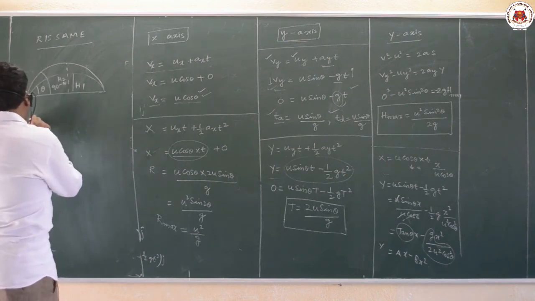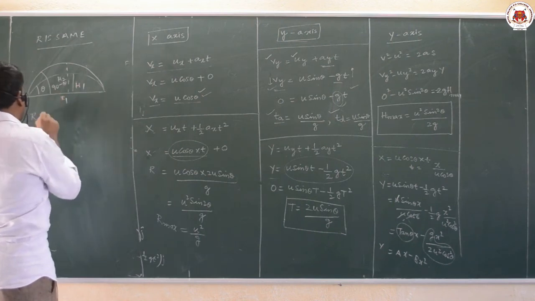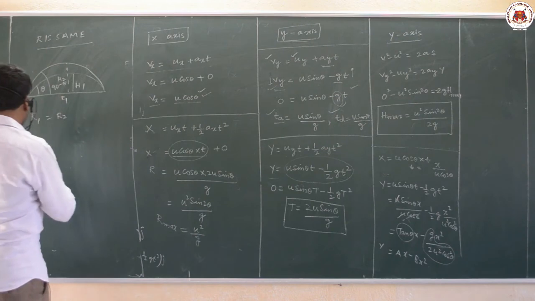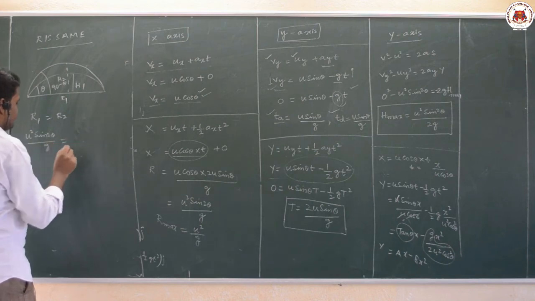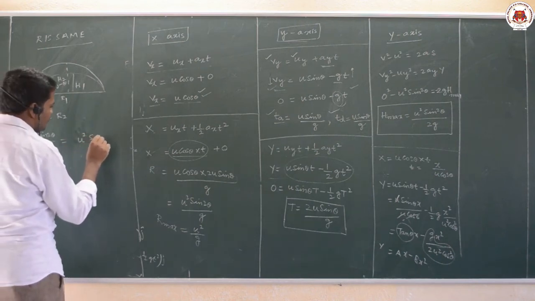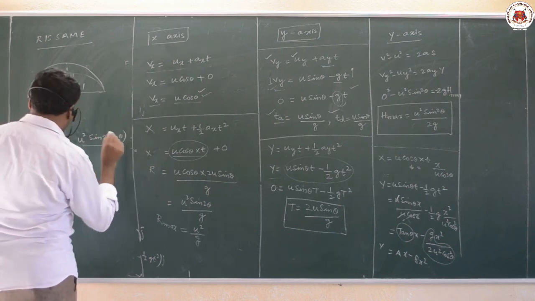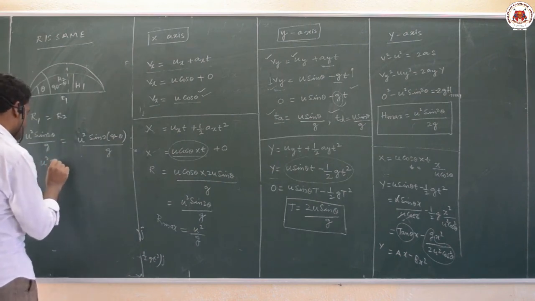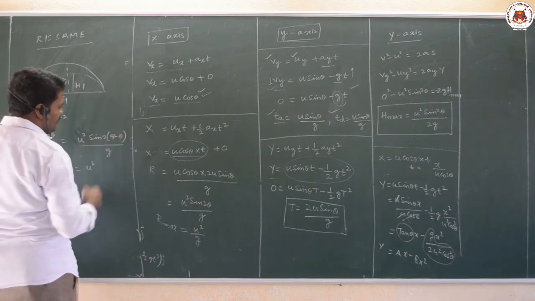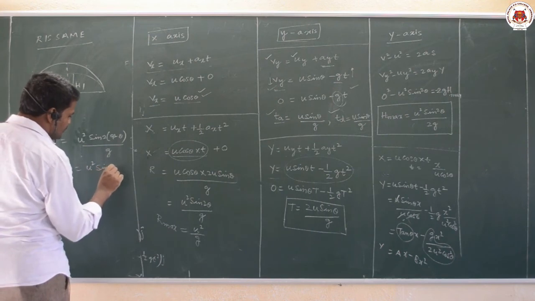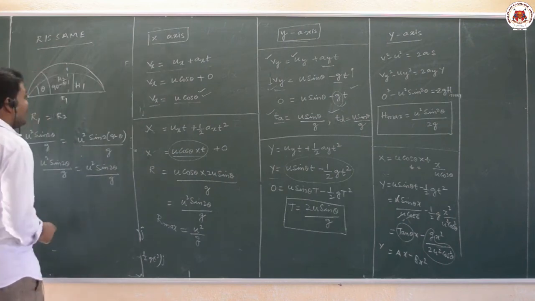The range will be the same for theta and 90 minus theta, that you can prove. Let us take this as R1, this as R2. R1 is equal to R2, you can prove. R1 is u square sin 2 theta by g. R2 is u square sin 2 into 90 minus theta by g. So this you will get u square sin 2 theta by g, that is equal to u square sin of 180 minus 2 theta, which is again sin 2 theta, by g. So range is the same for theta and 90 minus theta, but maximum heights are different.